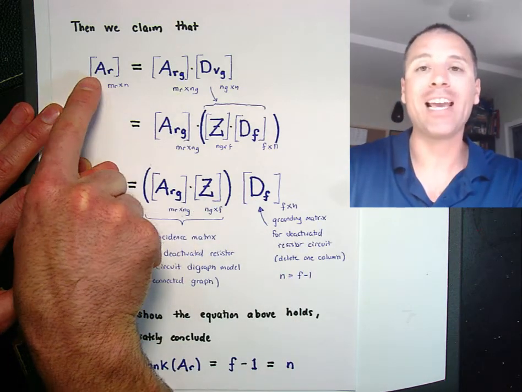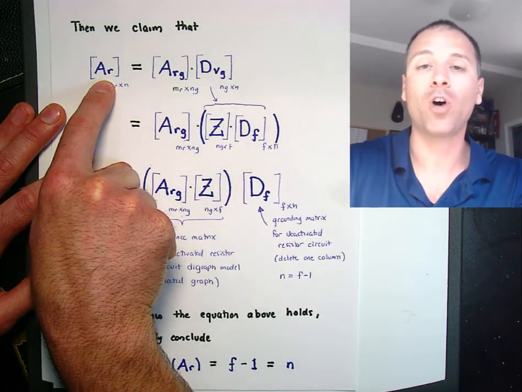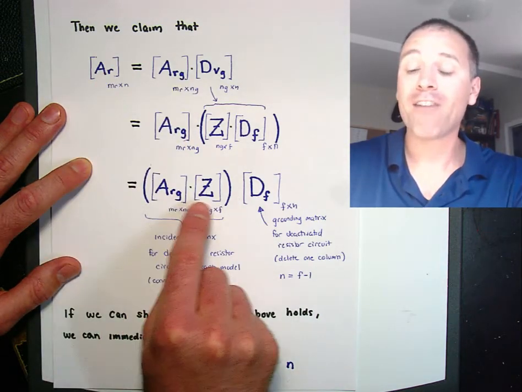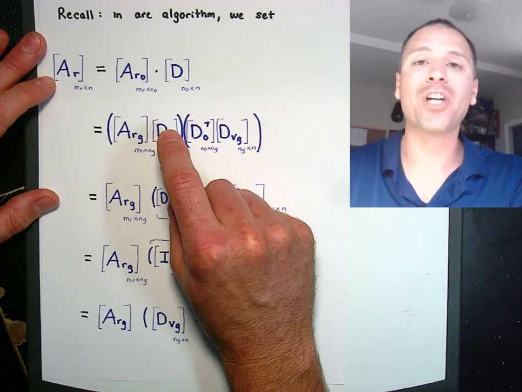If we can show that A sub r is equal to this, that immediately proves that this matrix has full column rank, since it comes from the digraph model for a connected graph minus 1 column. This is where our linear algebraic chops come in.